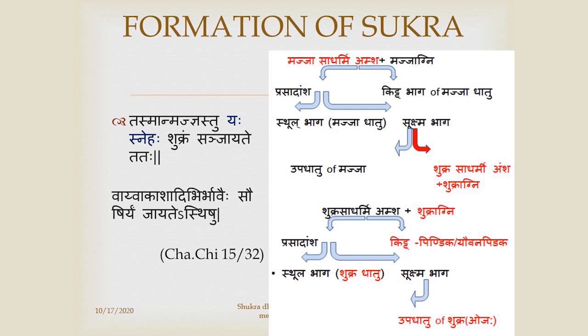The next line of this shloka explains that Vayvagnyakashadibhir Bhavaih Saushiryam Jayate Asthishu. That is, the Shukradhatu will get formed from the Snehamsha of Majja, and Shukradhatu oozes out through the pores in the Asthi. So we all know the location of Majja Dhatu. It is explained that Medohi Sarva Bhutanam Udarastham Anu Asthishu Mahatsu Cha Majja Bhavati. That is, Medo Dhatu will be seen in the Udara Pradesha, in the abdominal region, and in the Anu Asthi, the small bones, whereas in the big bones you can see the Majja Dhatu.